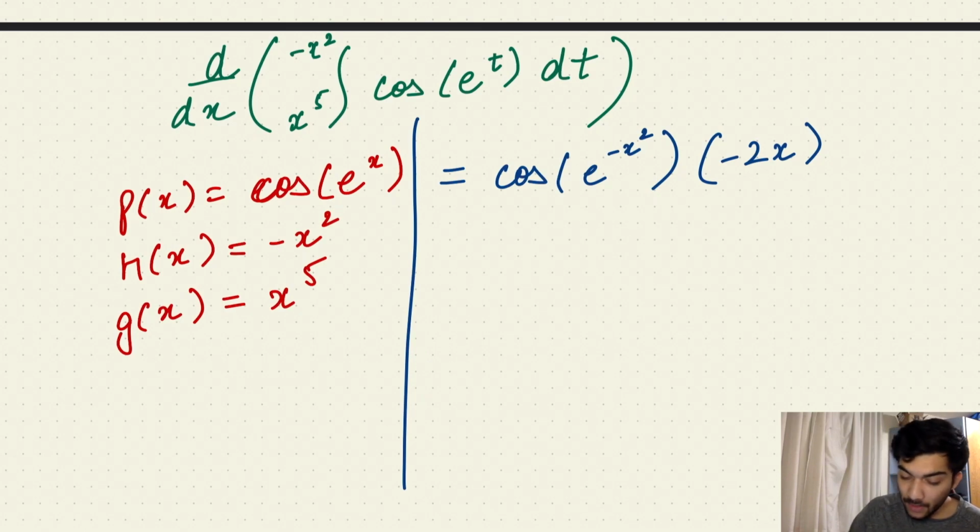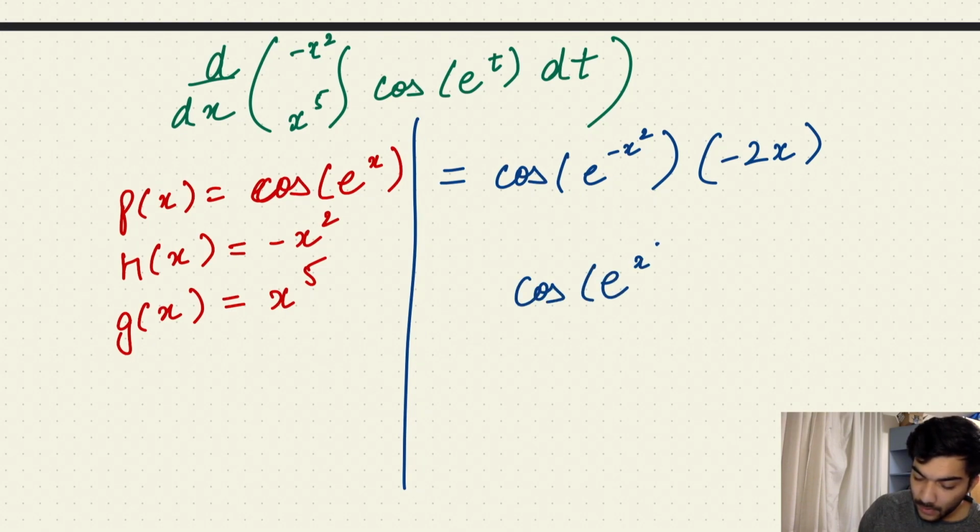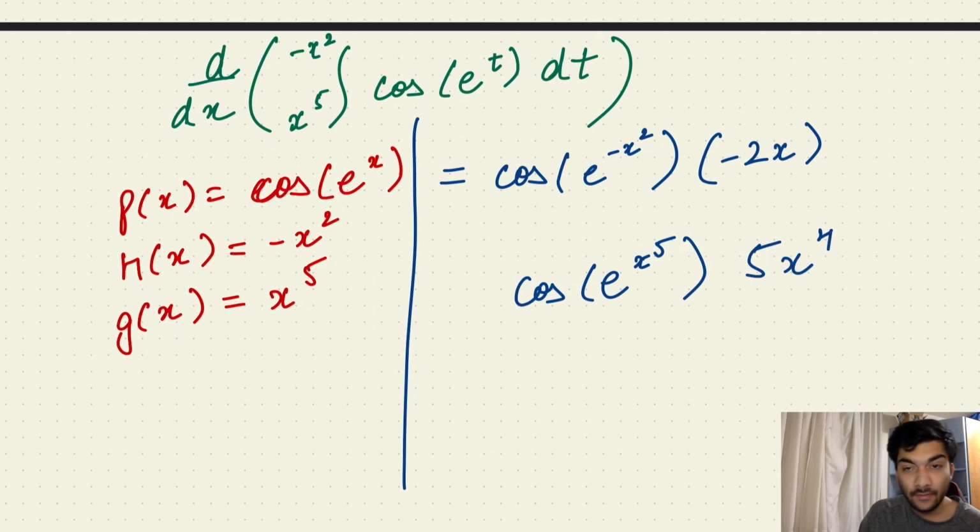And we'll do the same thing for g of x. So now we have to plug our lower endpoint into the function. In the same process, it would be cos of e to the power x to the power 5, and then we'll take the derivative of the lower endpoint, the derivative of x raised to power 5 in this case, which would be 5x to the power 4.